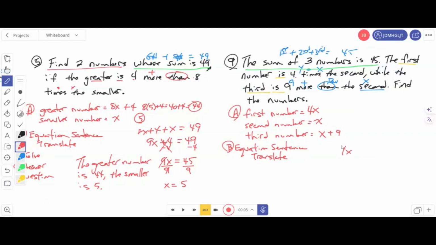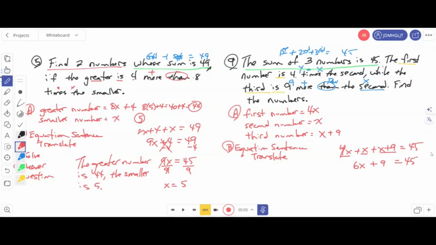4x plus x plus 9. There's the first number, there's the second number, there's the third number, equals 45. Get rid of parentheses. I don't have any. Combine like terms. On the left, 4x plus x plus x is 6x plus 9 equals. On the right side, no terms to combine.